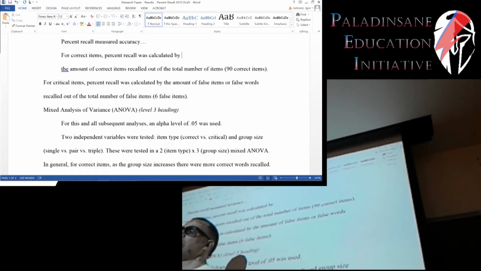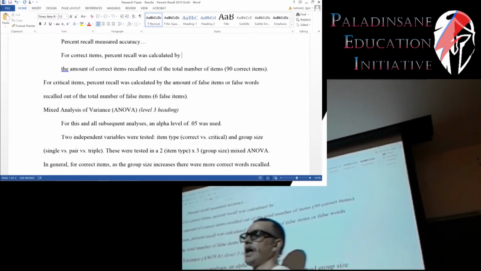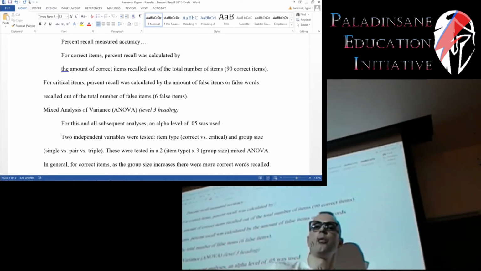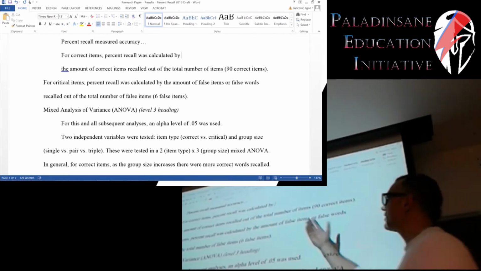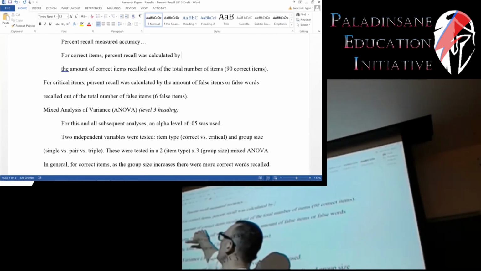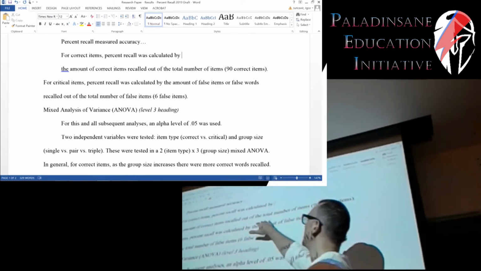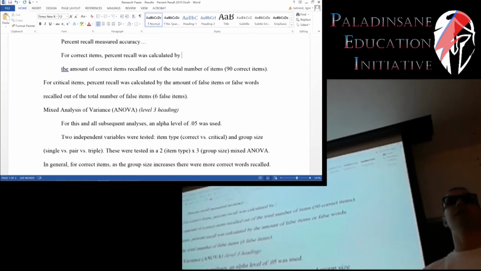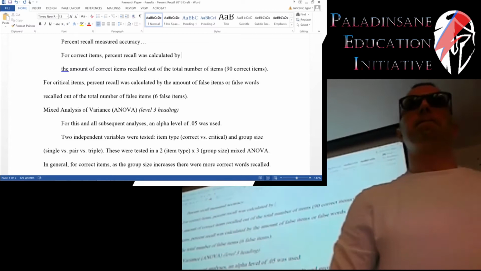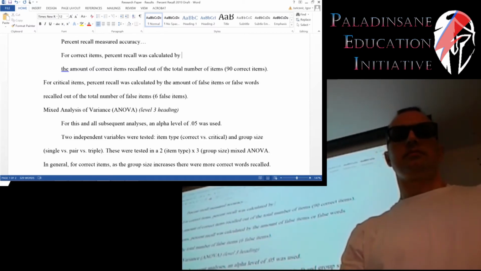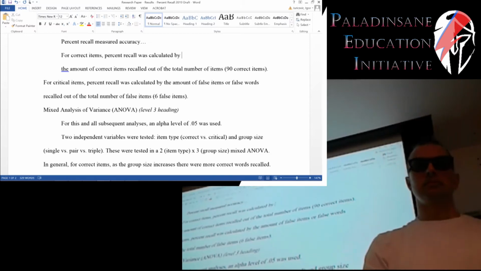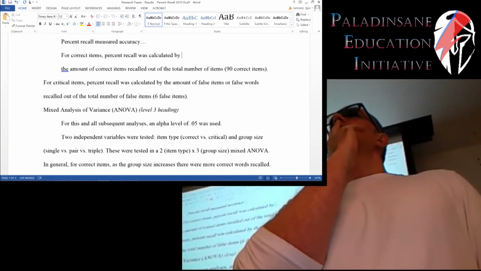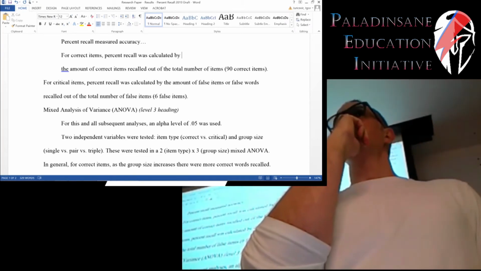So if you were to tell this individual, to calculate percent recall, take this and do this, and then whatever number you get is percent recall, what would that be? Because we have it here, but if you tell somebody, I want you to calculate the amount of correct items recalled out of the total number of items, 90 correct items, that could be confusing. How can we make it more explicit? The amount of correct items participants recall, do you want the actual math behind it? Yes, yes. So like divided by.